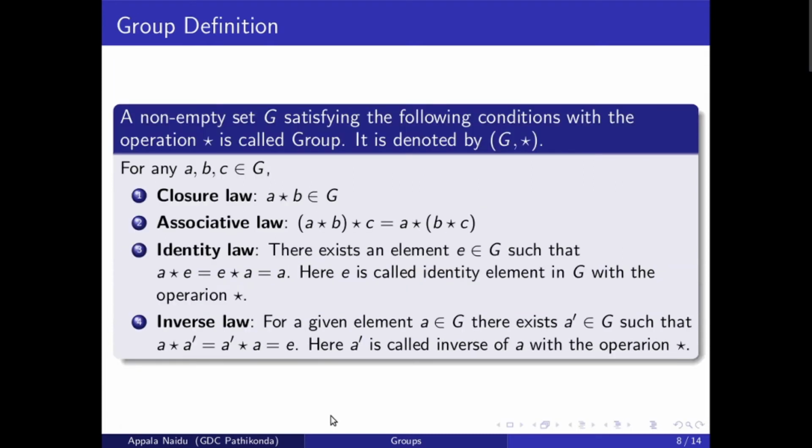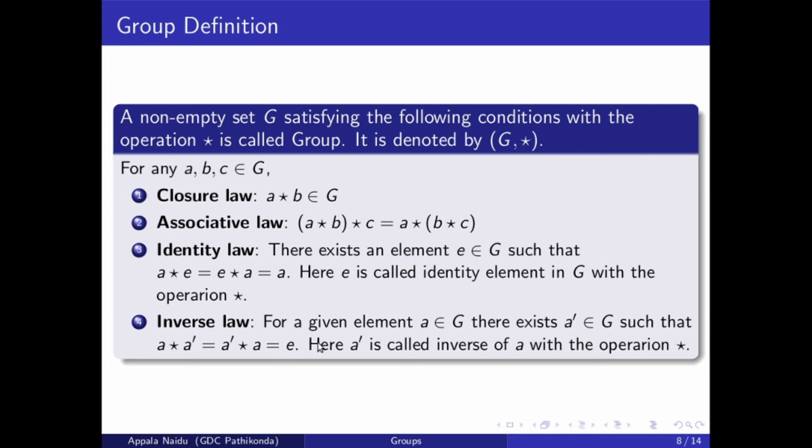Now let us see the definition of group. A non-empty set G satisfying the following conditions with the operation star is called a group. The first one is closure law, that is for any a, b in G, a star b has to be in G. The second one is associative law, that is (a star b) star c equals a star (b star c). Third one is identity law, there exists an element e in G such that a star e equals e star a equals a. Here e is called identity element in G with the operation star.